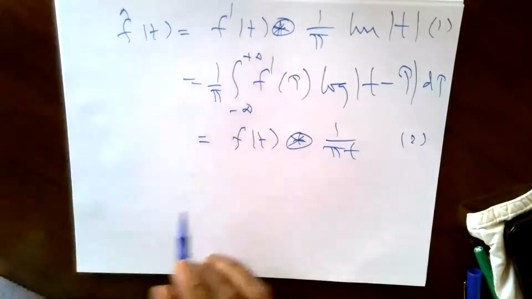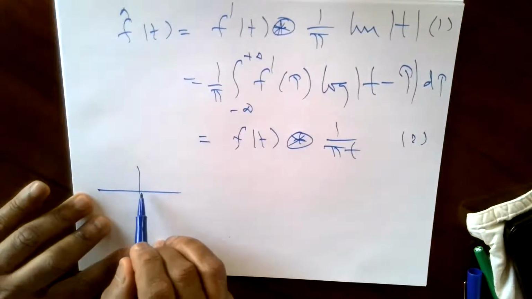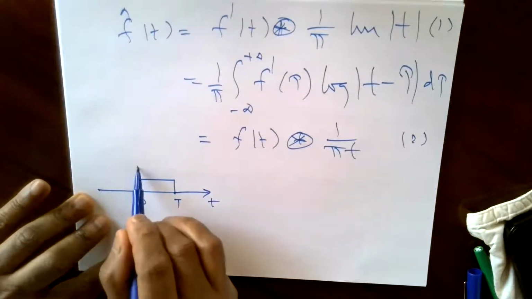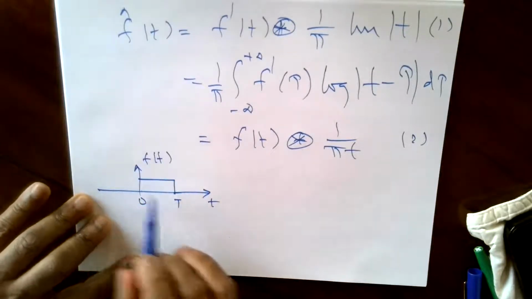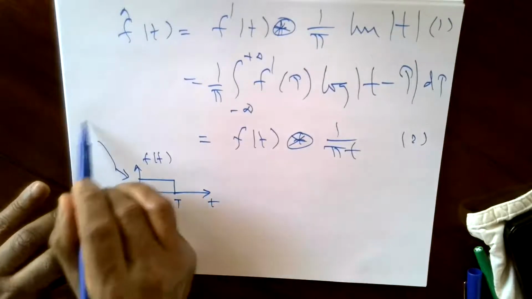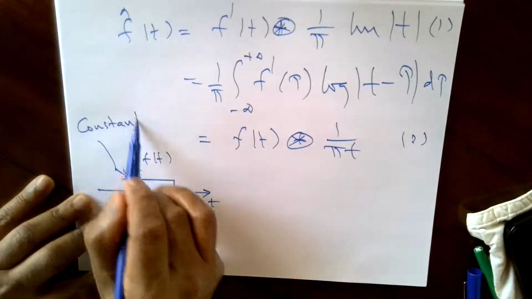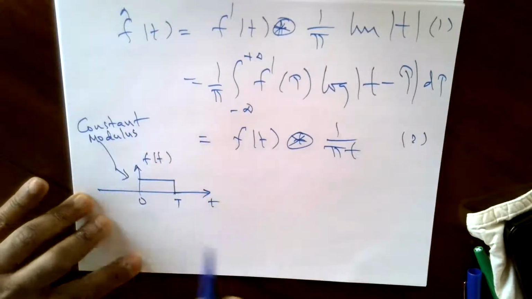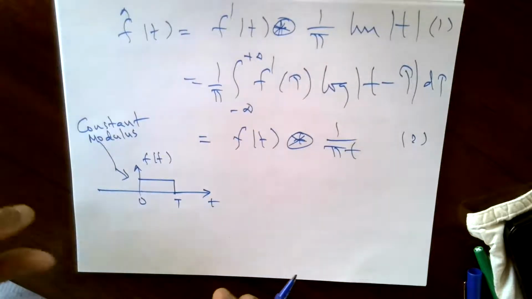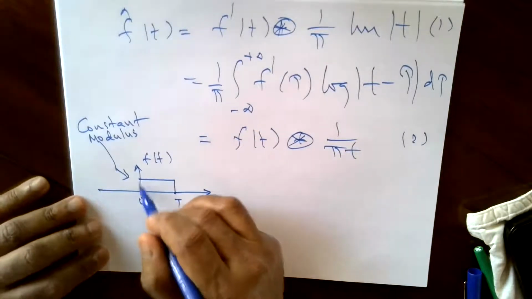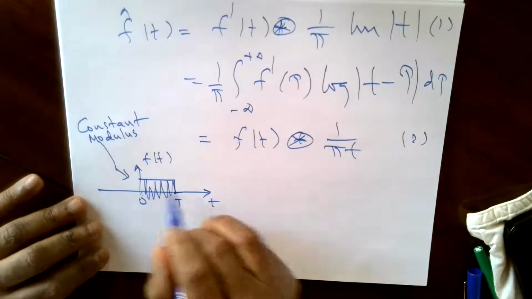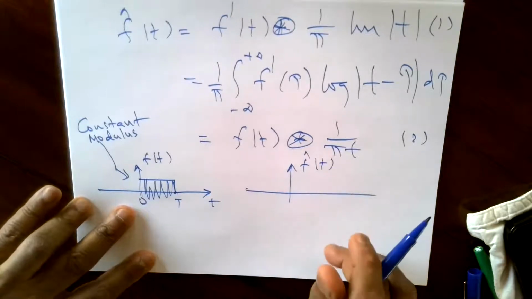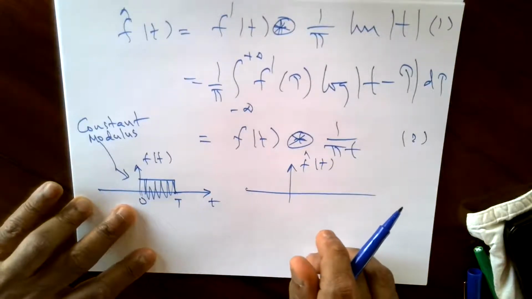So to show its application, let's take a pulse from 0 to T, ft. So notice this is a constant modulus, nice waveform, constant modulus. Even if you modulate, it's still going to be constant modulus. So this is what people like in radar and this and that, because a uniform power is transmitted. But the question is, what is its f hat of t? Because you need this to save the bandwidth in single sideband modulation.